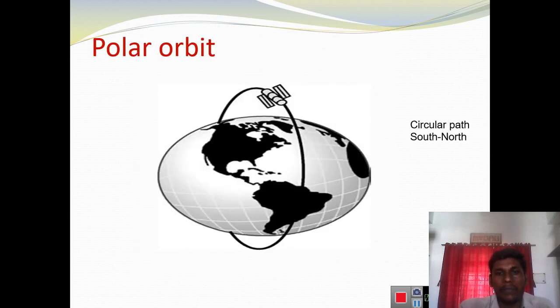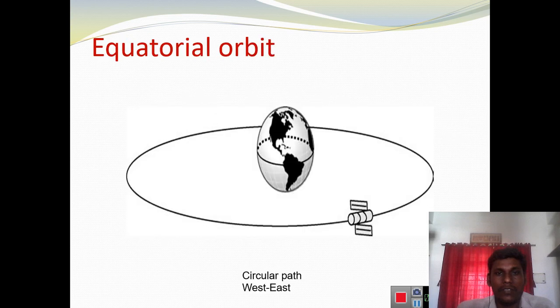And what is polar orbit? So this is an orbit where a satellite revolves around Earth in a circular path, and the direction is from south to northward direction. And equatorial orbit, the same way, if you place a satellite in equatorial orbit, the path followed by the satellite becomes a circular one, as well as the direction in which the satellite revolves around Earth, from west to eastward direction.